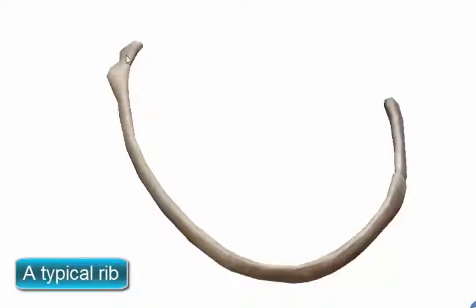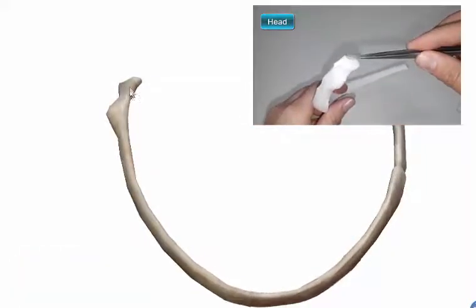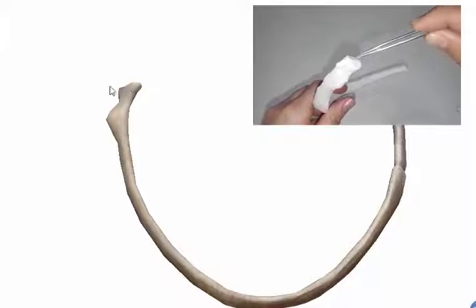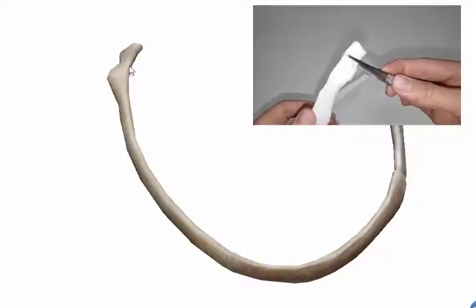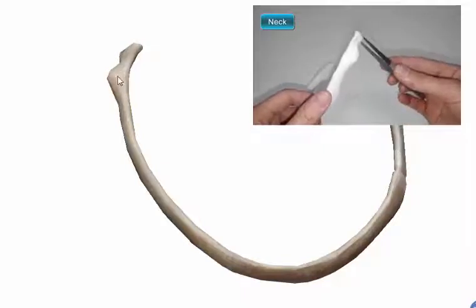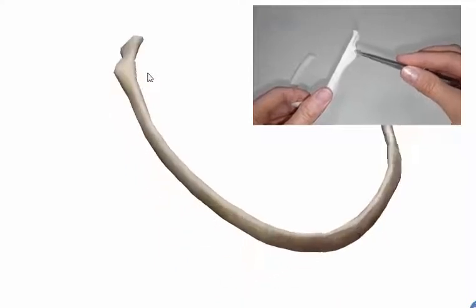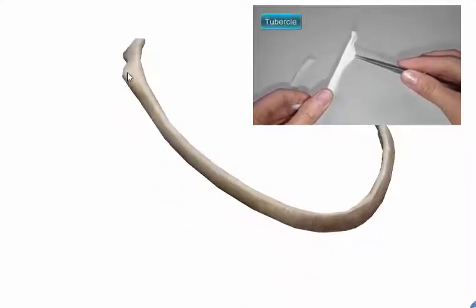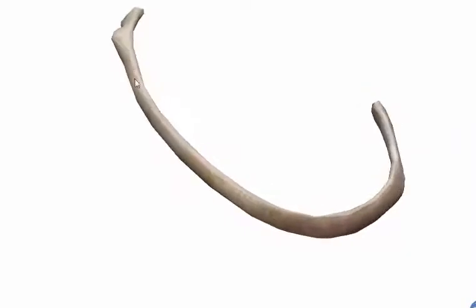A typical rib has four main parts: the head, which articulates with two neighboring vertebrae and has two facets for this articulation. The narrow part just below the head is the neck. Then this tubercle here is the costal tubercle. It articulates with the transverse process of the vertebra and has a facet as well. And the long part is the shaft.